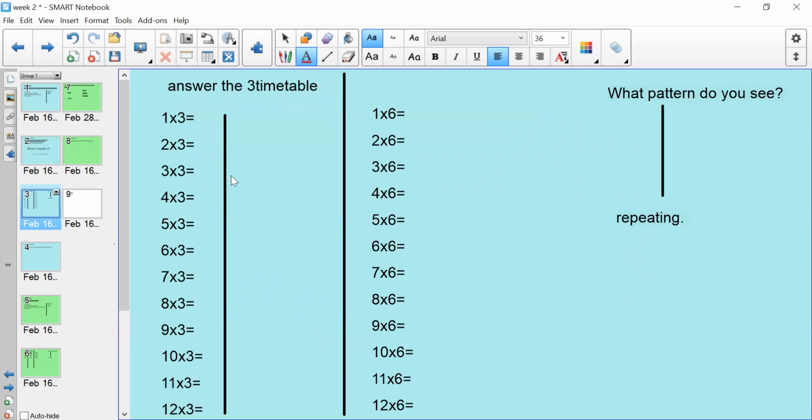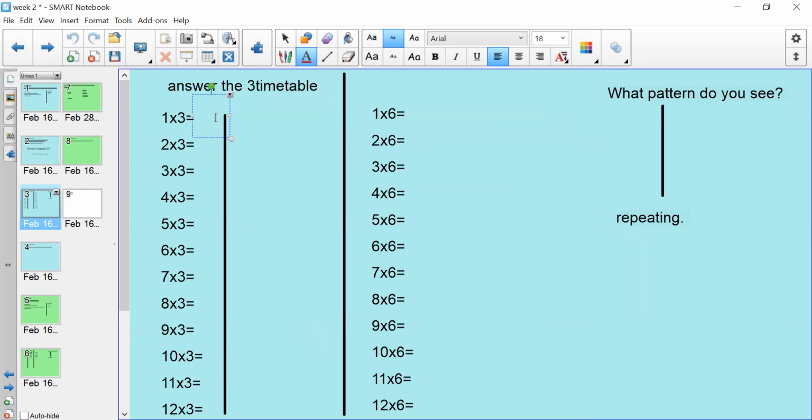Okay, so what we're first going to do is we've got the 3 times table and we've got the 6 times table. So I'd like you to pause the video and write out these tables in your books with the answers. Okay, so pause the video and have a go now. Okay, excellent. So let's go through the answers together.